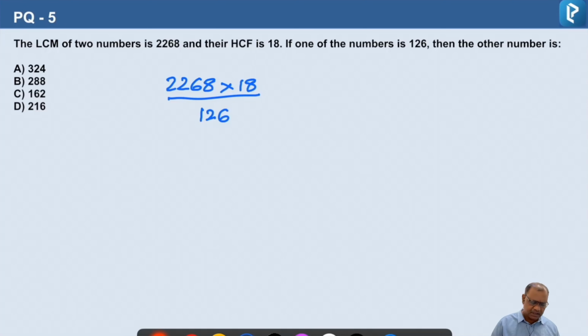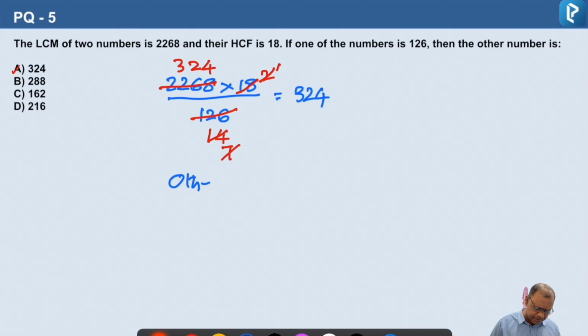So simplify this, 9 2's, 9 1's and 9 4's. So this is 2 1's and 2 7's. Then again 7 3's, 21, 16, 7 2's, 14, 2 remains 28, 7 4's, 28. So what is remaining? 324. So the other number is 324.